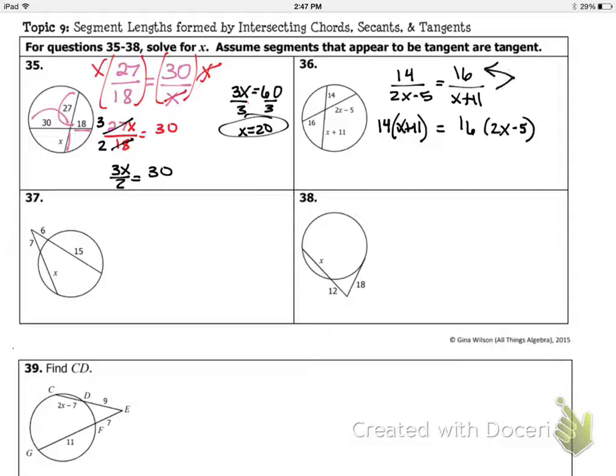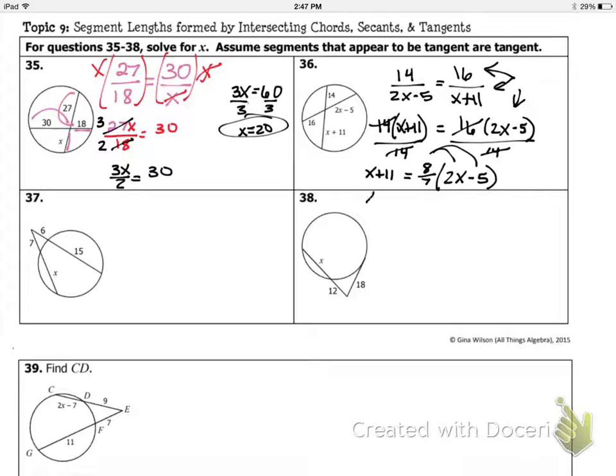And then I just need to remember that setting it up like that is just me envisioning two similar triangles. But doing it this other way is something that you'll see on the internet if you look up the formula for this. So either way works. Okay, I'm going to divide both sides by 14. I get x plus 11 equals, if I reduce those, 8/7 times 2x minus 5.